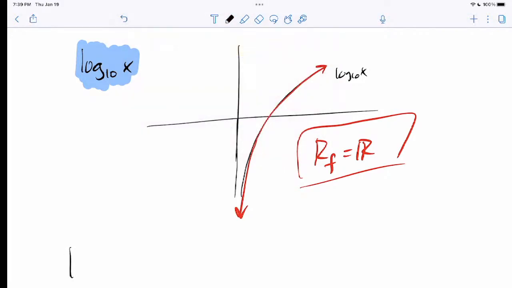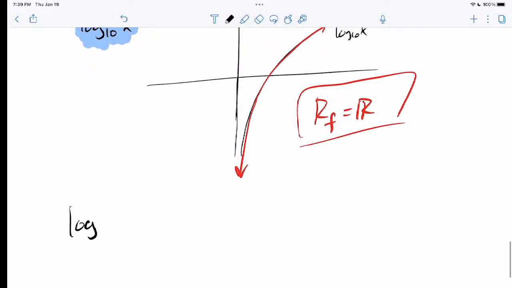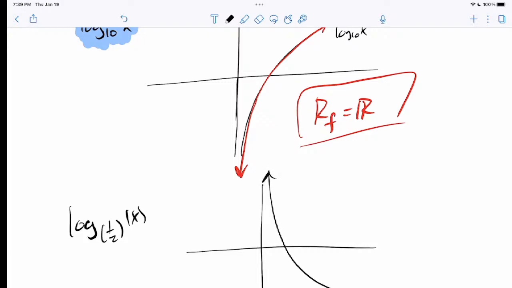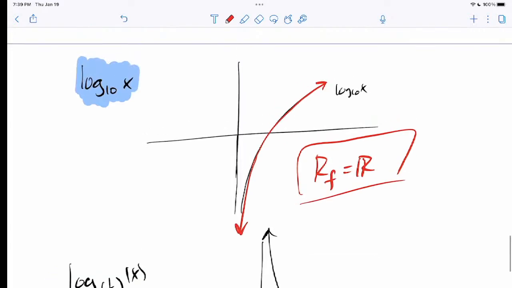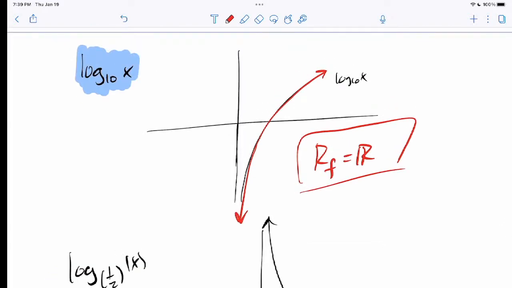The point I was making is if you're looking at log base 1/2 of x, it looks a little different, right? It's going to look like this, but it has the same range. The range is unchanged. The range of this is also all real numbers. Makes no difference. That's all I was getting at: be able to understand they look different, but they still have the same range. Same range, same domain.